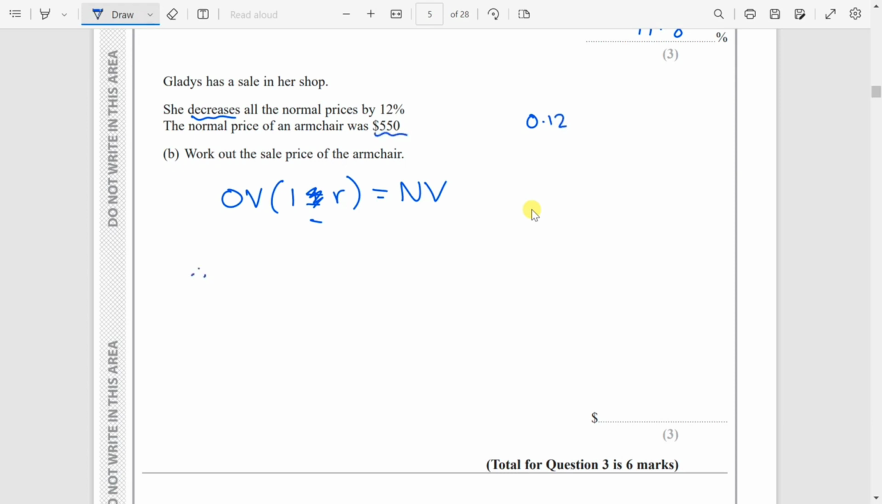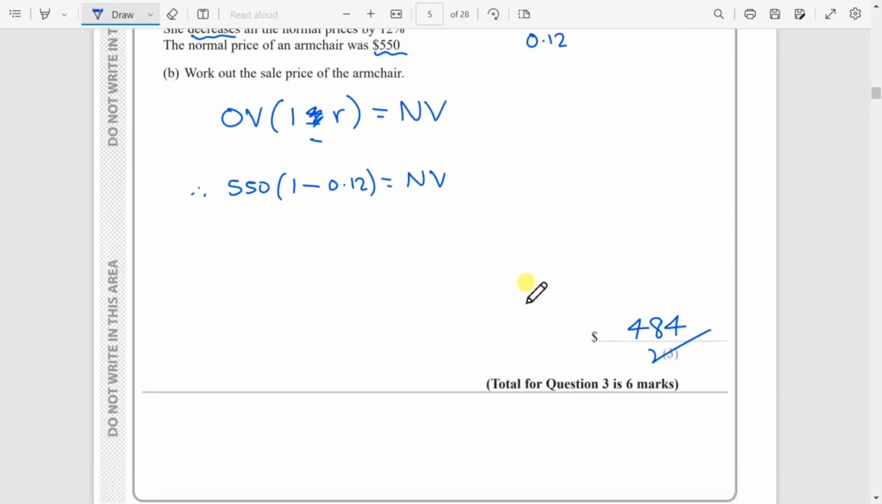So this formula updates to: OV is $550, times 1 minus 12%, so 0.12, and it will give us the new value, which is the sale price. Now just plug it in your calculator, guys. All of this in the calculator, you should end up with $484, give or take. Something like that. That should give you a final answer.